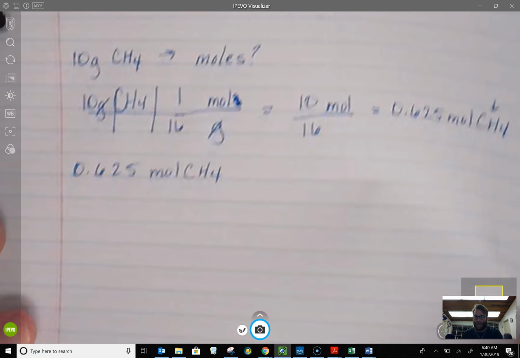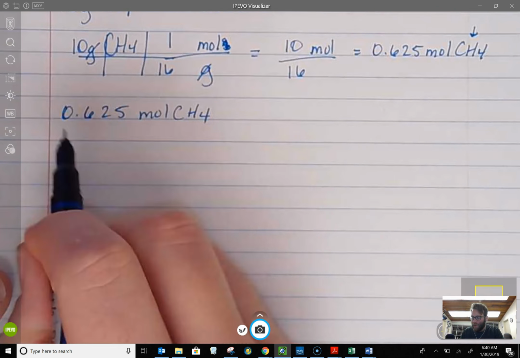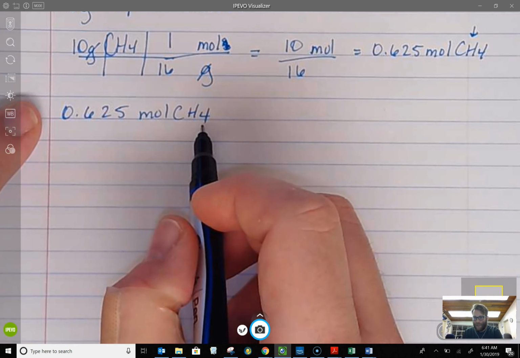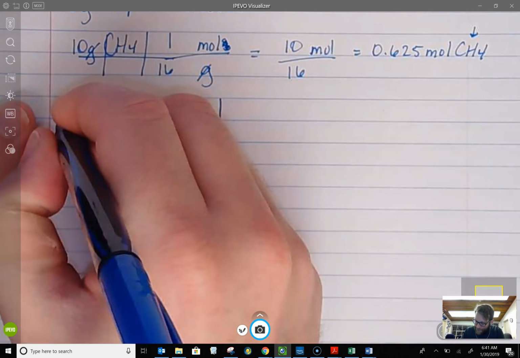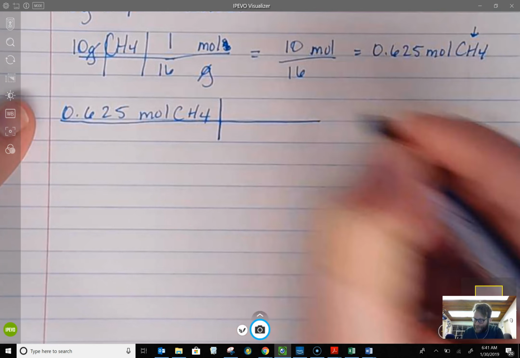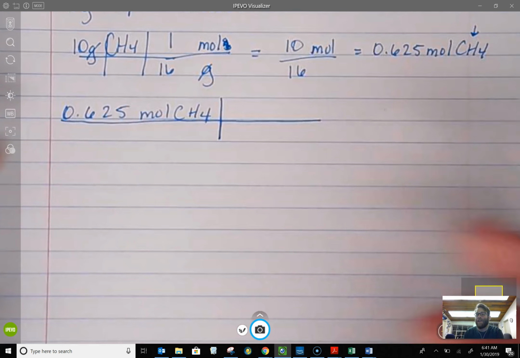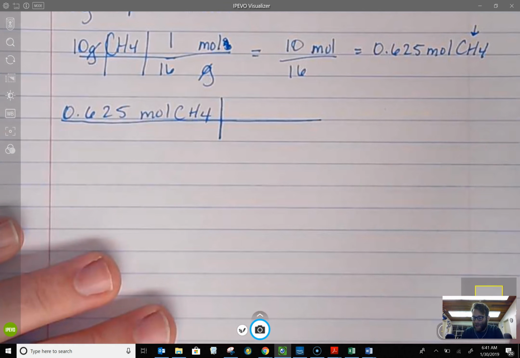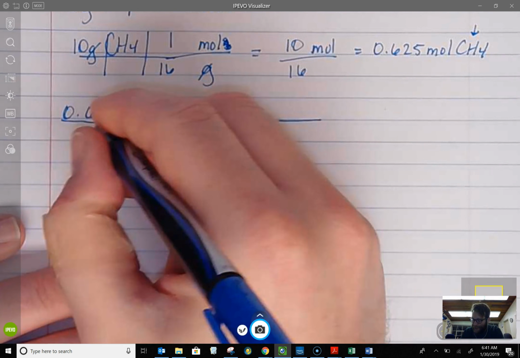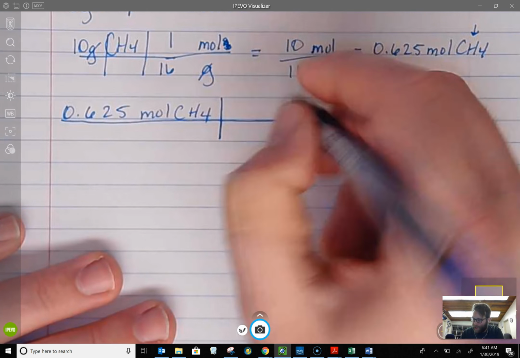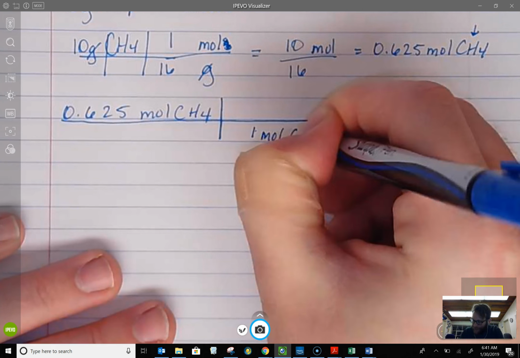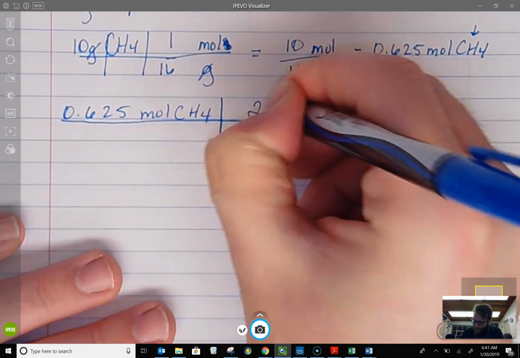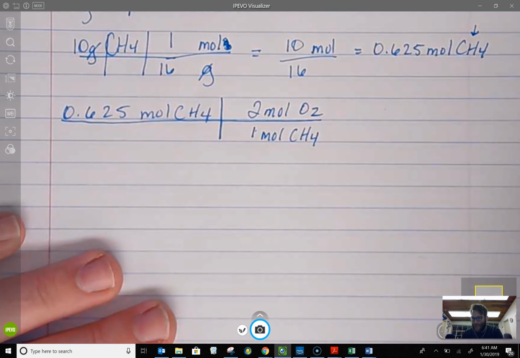Looking at my chemical reaction, for every 1 mole's worth of CH4, I need 2 moles worth of oxygen. So I'm going to set up another conversion factor using dimensional analysis to help me figure out what amount of oxygen I'm going to be using in terms of moles. If I have 0.625 moles of CH4, I know that for every 1 mole of CH4, it's going to take me 2 moles of O2 to react.